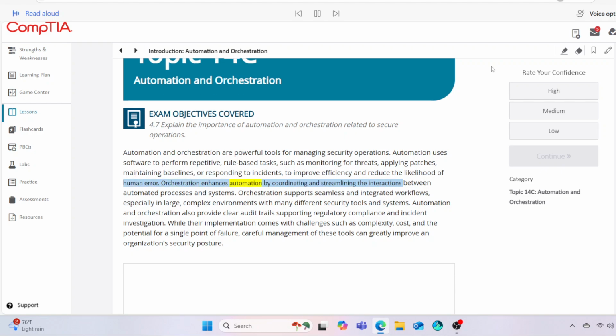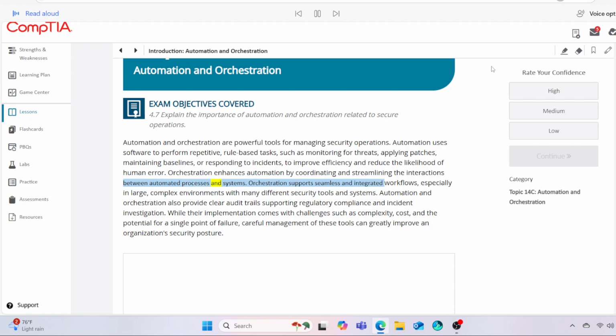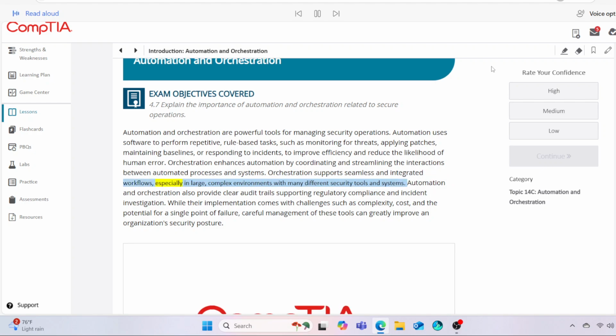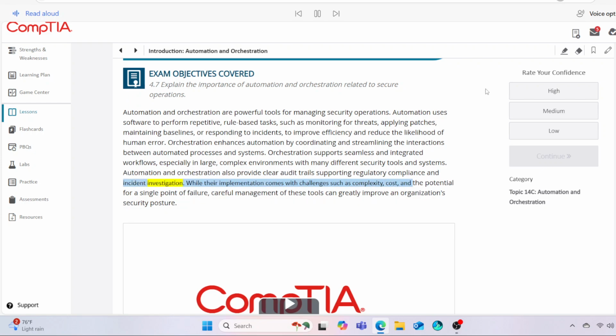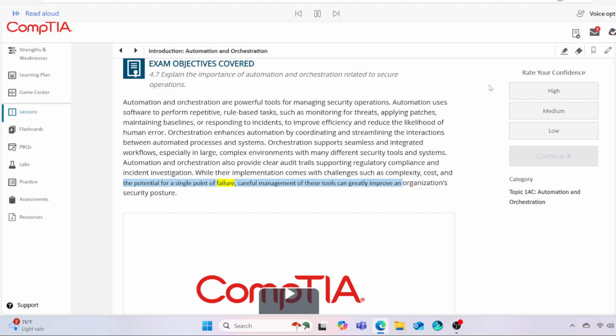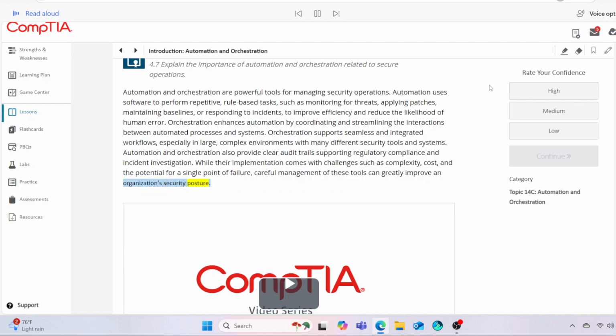Orchestration enhances automation by coordinating and streamlining the interactions between automated processes and systems. Orchestration supports seamless and integrated workflows, especially in large, complex environments with many different security tools and systems. Automation and orchestration also provide clear audit trails supporting regulatory compliance and incident investigation. While their implementation comes with challenges such as complexity, cost, and the potential for a single point of failure, careful management of these tools can greatly improve an organization's security posture.